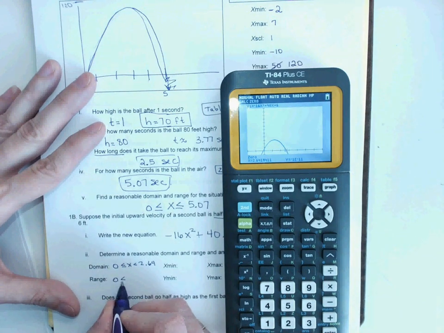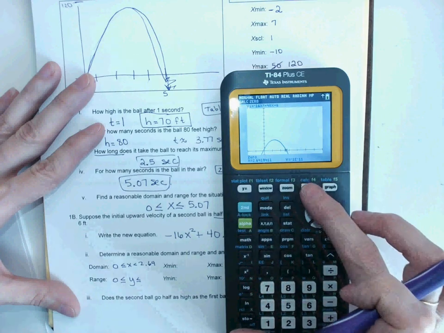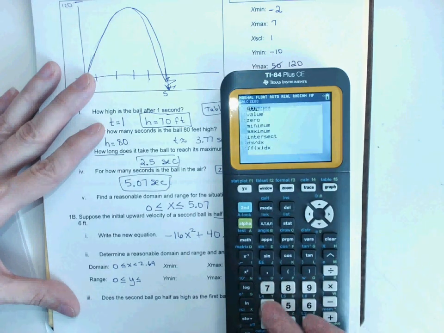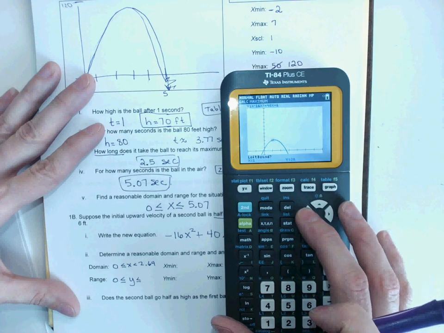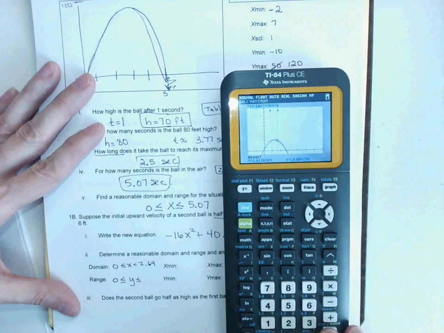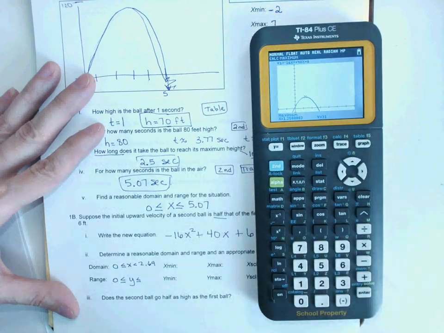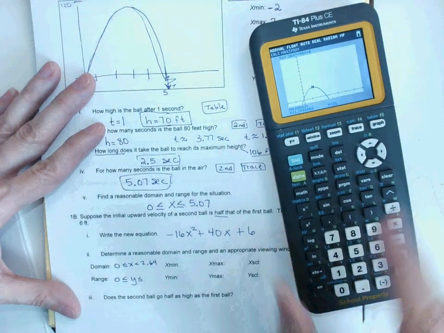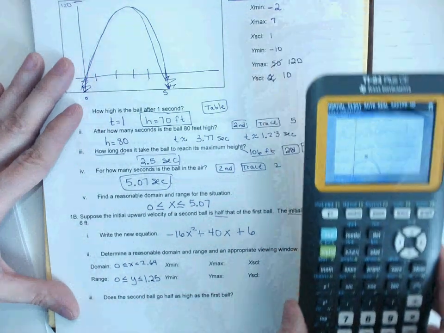So it's 0 to, that we have to calculate. Second trace 4. Left bound, make sure you're on the left of the maximum. Right bound, right of the maximum, and hit enter. The maximum is about 1.25 feet. So 1.25 is that range.